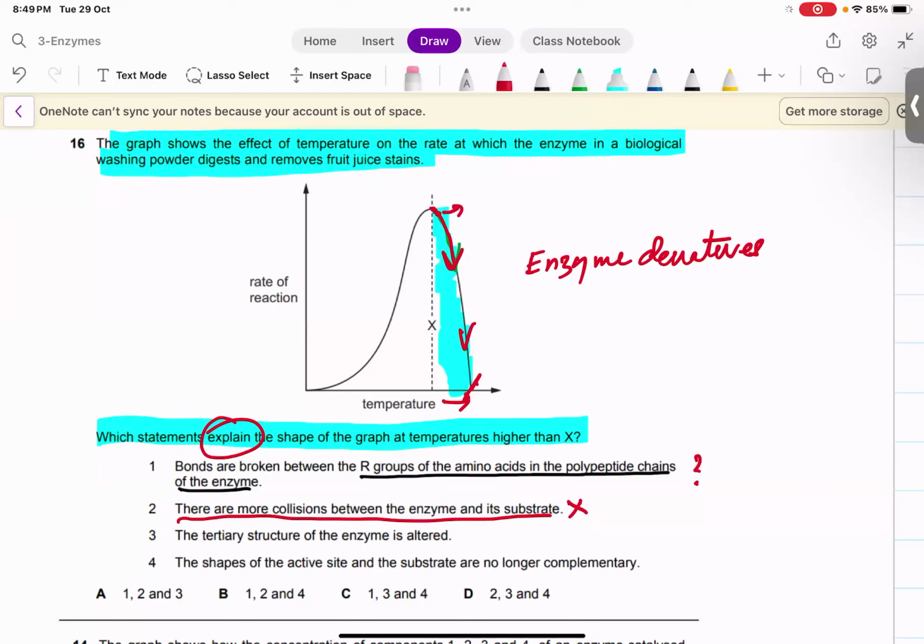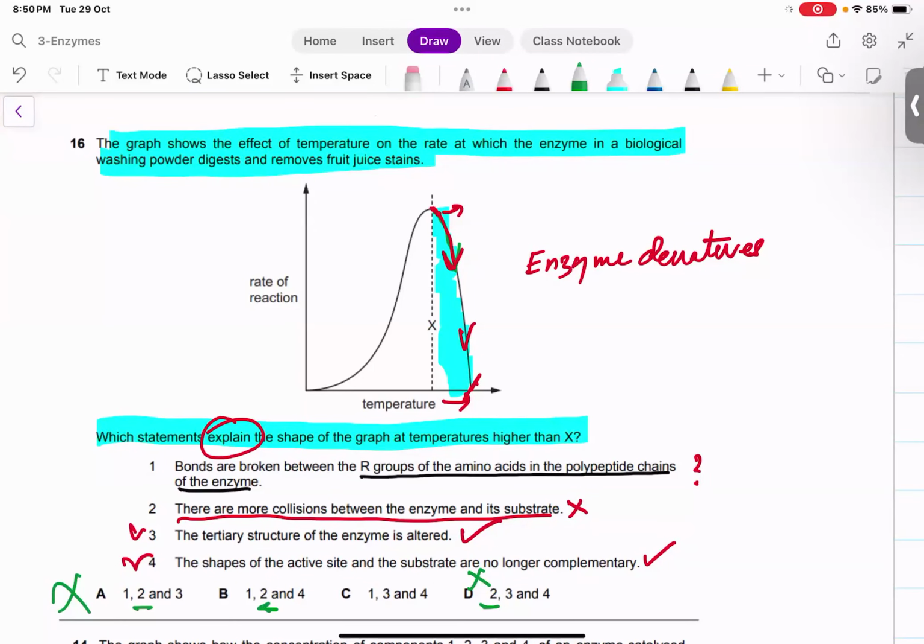The tertiary structure of the enzyme is altered. Yes, this statement explains it. And the shape of the active site and the substrate are no longer complementary. Yes, this also explains it. So we have 3 and 4. We are sure that these two statements are correct and 2 is not correct. As 2 is present here, we reject this. 2 is present here, we reject this. And 2 is also there, so we reject this one. So the only choice left is C.